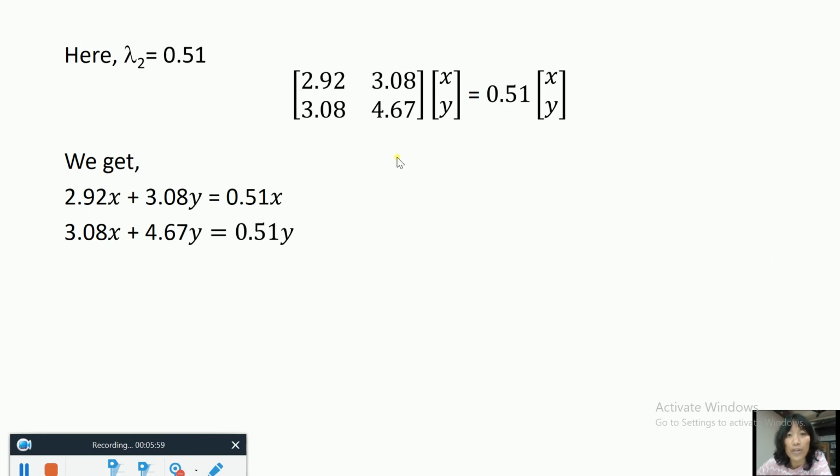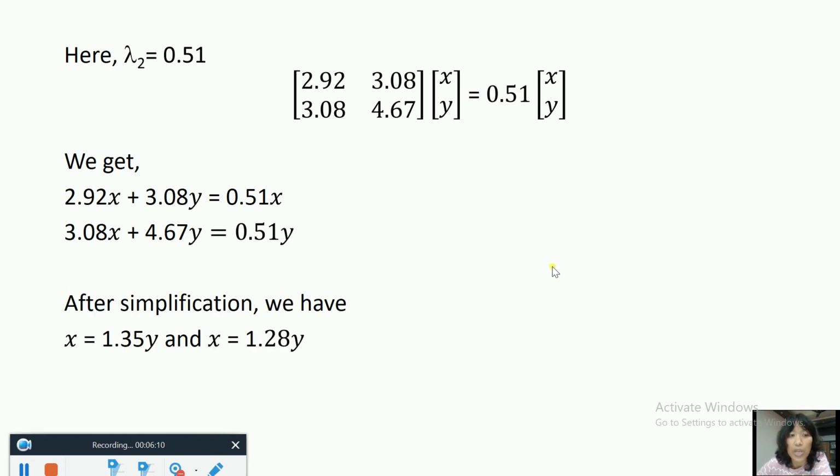So after simplifying this equation, we get these two equations where we do have two unknown values x and y. After simplifying these two equations, we get two equations where the first equation tells that x is equal to 1.35y and x is equal to 1.28y. We may consider any one of the equations for our principal component purpose.